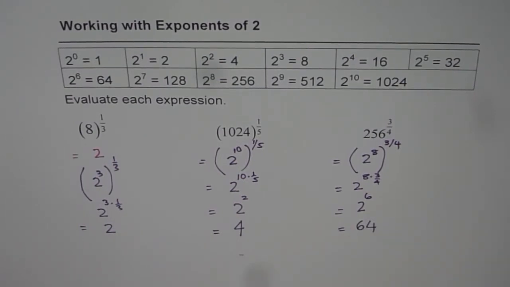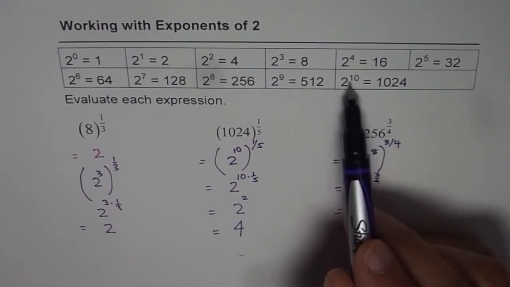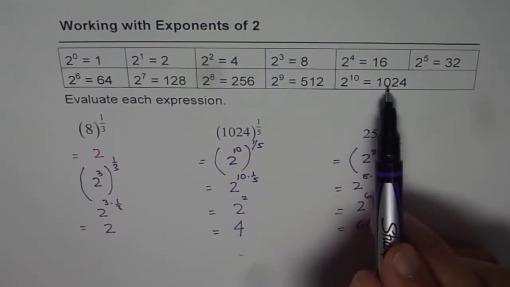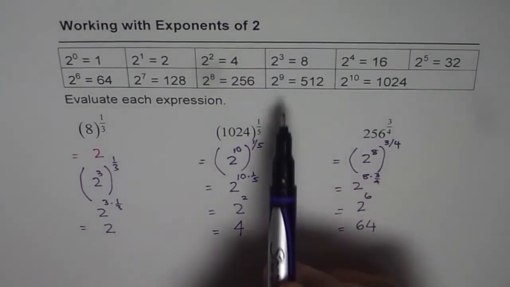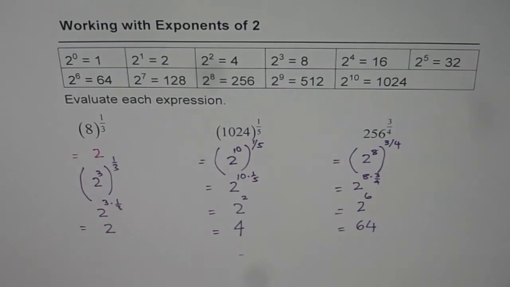Well, at this stage, it looked a bit odd. We were referring to the table again and again. But remember, you will soon know these values. When I say 8, you will know it's 2 to the power of 3. When I say 1024, you will know it is 2 to the power of 10. Well, if you know it is 2 to the power of 10, then 2 to the power of 9 should be half of this, which is 512, and half of 512 will be 256, which is 2 to the power of 8.